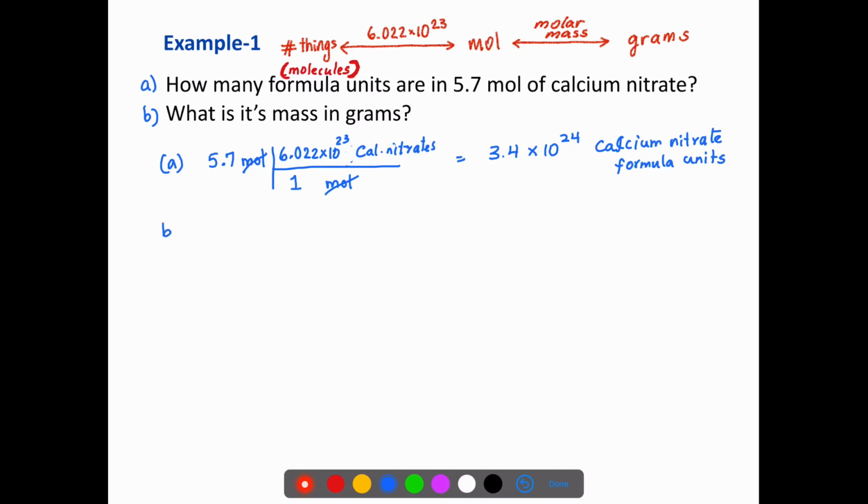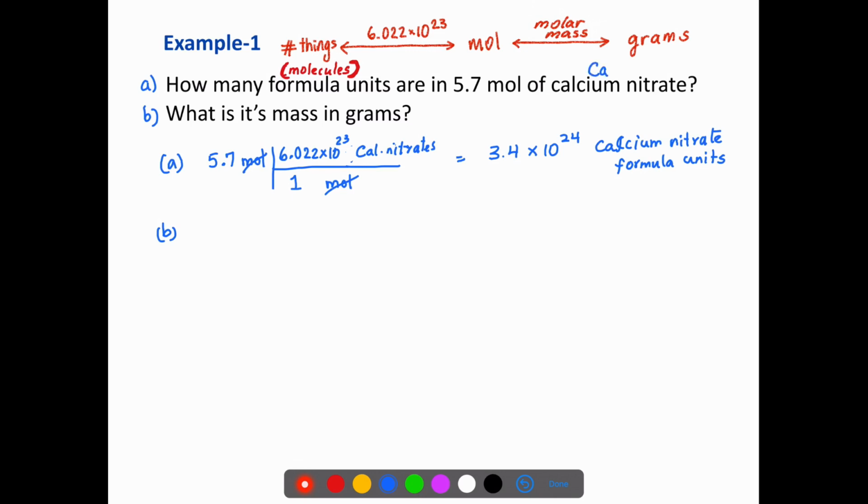Next, part B, we are connecting the mass in grams. We are asked what is the mass in grams for 5.7 moles. We are connecting mass with moles. They're connected by molar mass. So let's get the periodic table and calculate the molar mass of calcium nitrate. We should know the formula for calcium nitrate first.